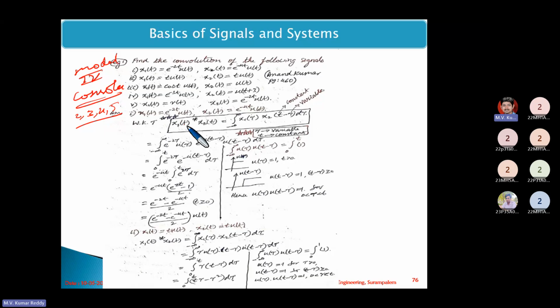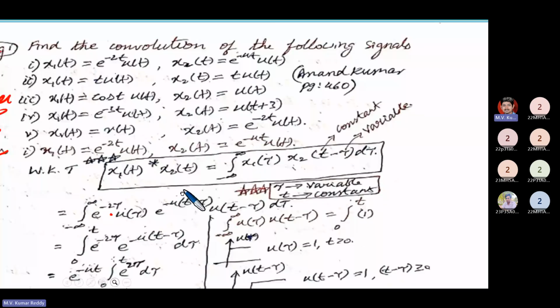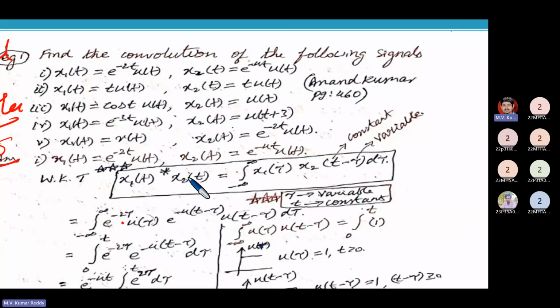I will discuss the basic convolution problem. What is the formula for convolution? Already we know the formula. Convolution means mixing of two signals. So x1 convolution x2 is equal to the integral from minus infinity to infinity of x1 of tau, this is called a variable, x1 of tau, x2 of t minus tau d tau.